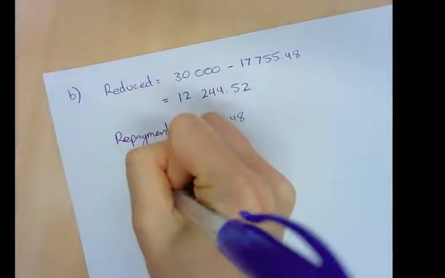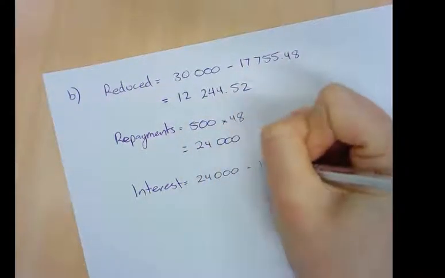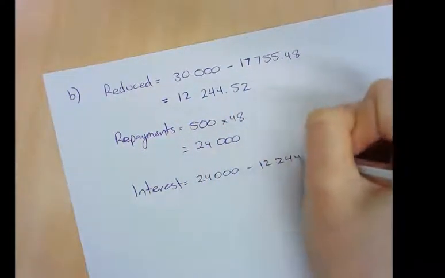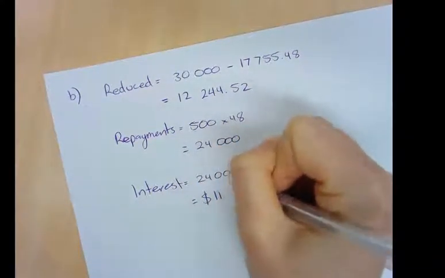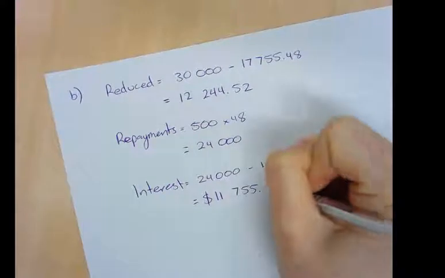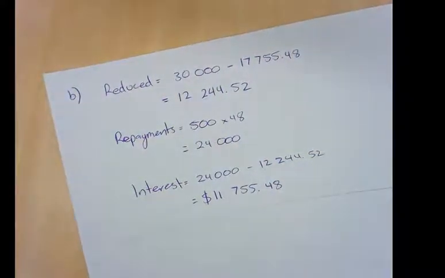So interest is going to be our $24,000 minus our $12,244.52, which will give us $11,755.48. So that is the amount of interest that we've paid over those first 4 years.